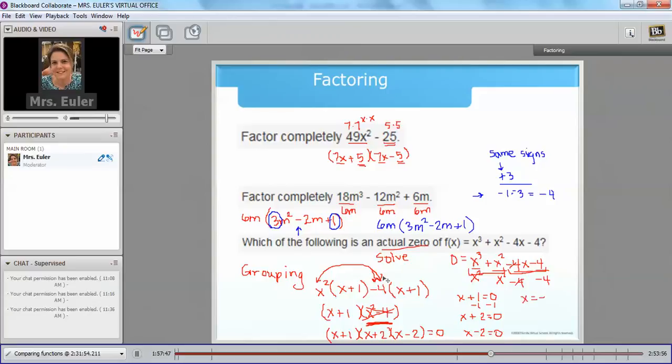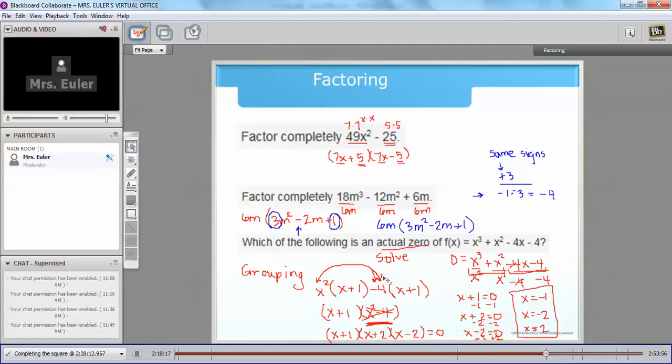We're going to subtract 1 in the first one, so x equals negative 1 is one of our answers. Subtract 2 in the second one, so x equals negative 2 is one of our answers. And add 2, so x equals positive 2 is an answer. And those are the three zeros.